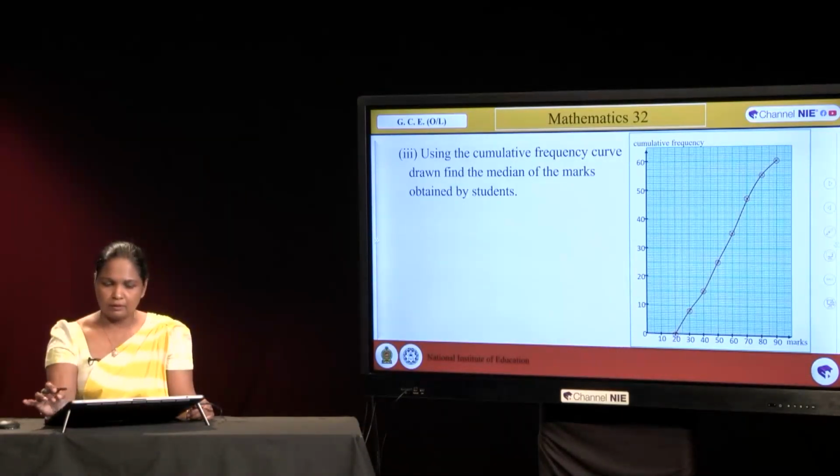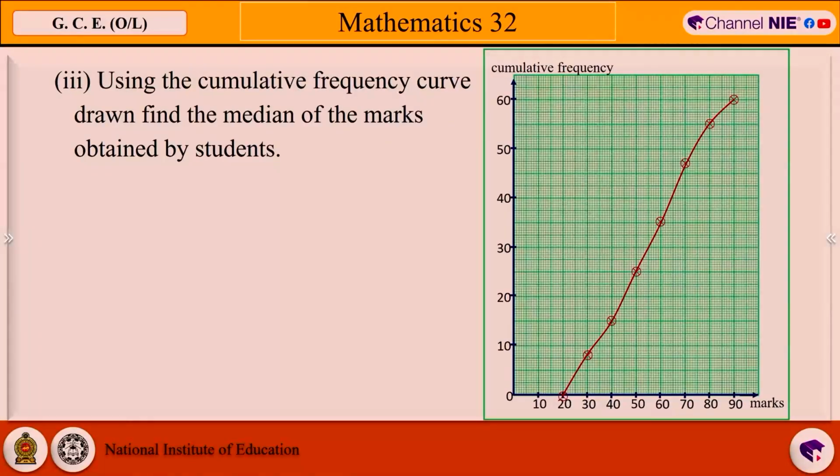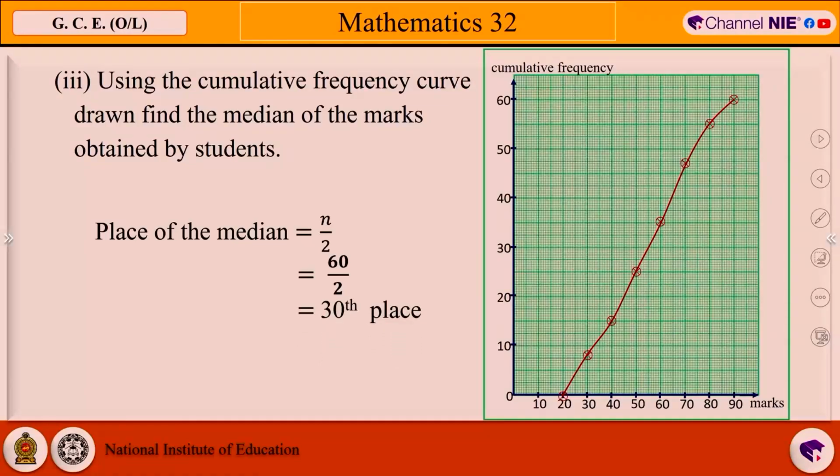Okay. Now, third part, using the cumulative frequency curve drawn, find the median of the marks obtained by students. Right, here to find the median of the marks obtained by students, we have to know the place of the median, isn't it? To find it, we have to divide the total frequency by 2, because median is in the mid, no? So, by dividing this, you will get 30 as the place of the median. So, by joining this to the curve, you can find the corresponding mark, isn't it?